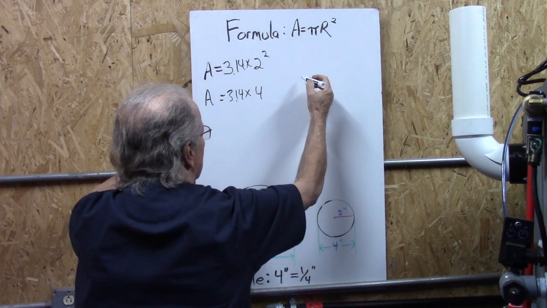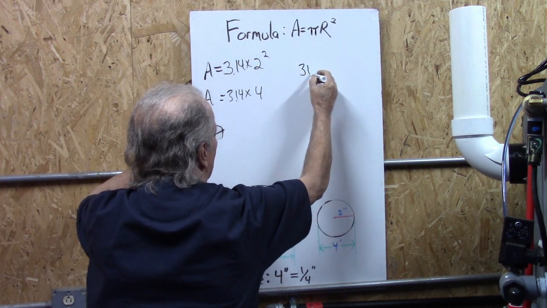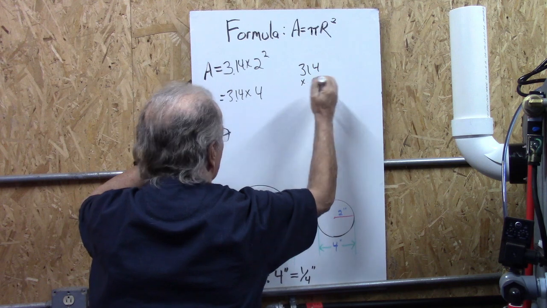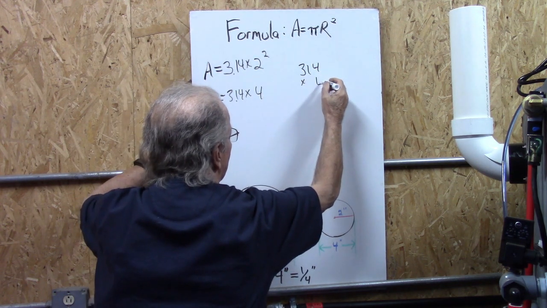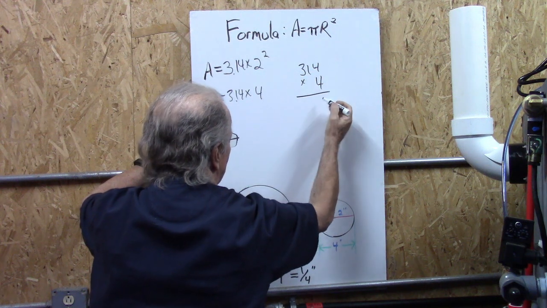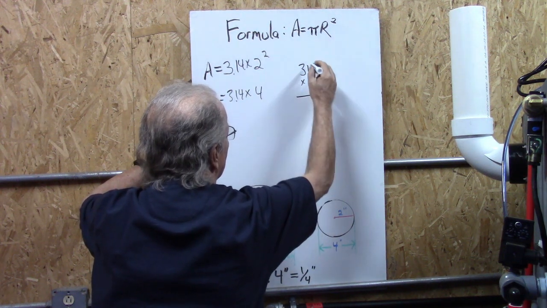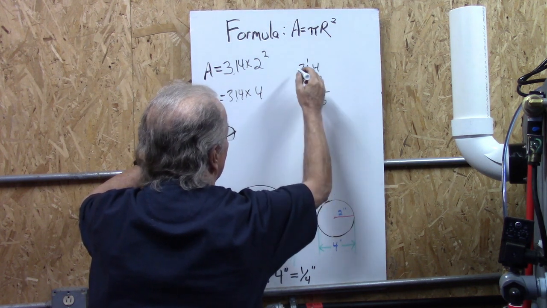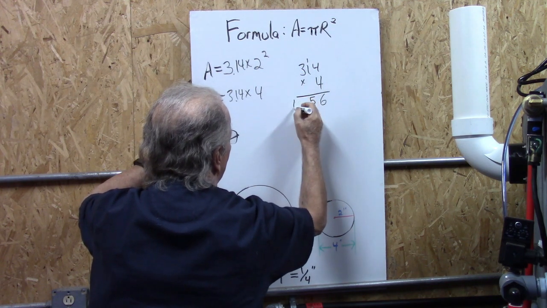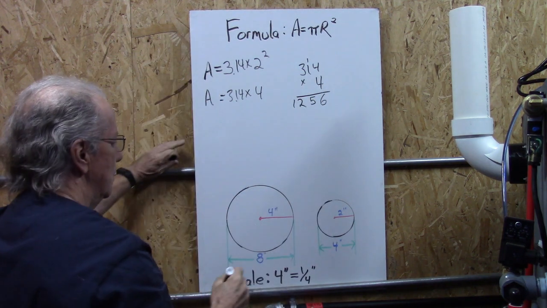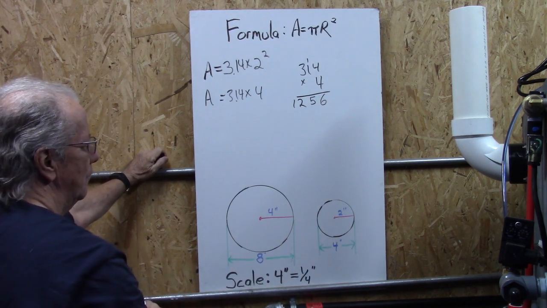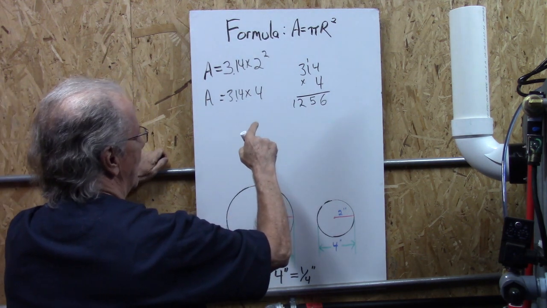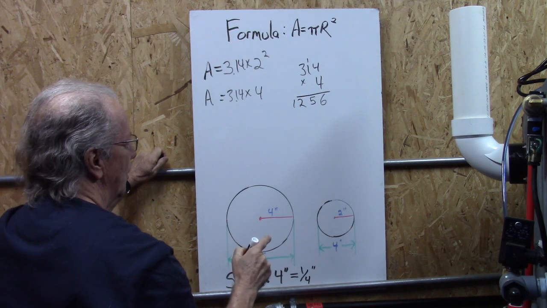So remove the decimal point, times, oh, excuse me, yeah, I got it right, sorry, as the ADHD kicks in. 4 times 4 is 16, carry the 1, 4 times 1 is 4, add the 5, and then 3 times 4 is 12. Okay, so the area of that 4-inch circle is 1,256 square inches.